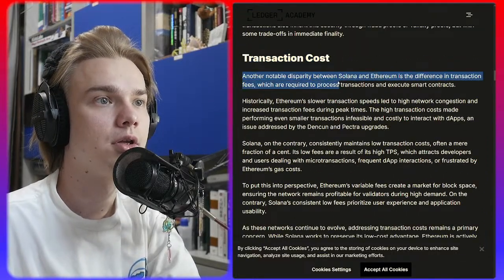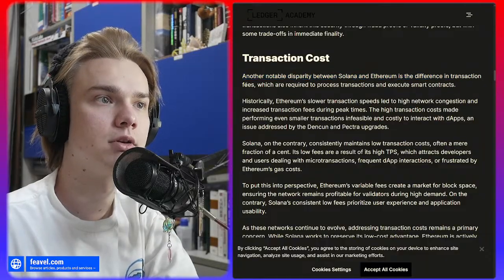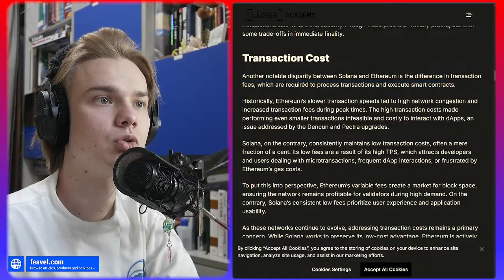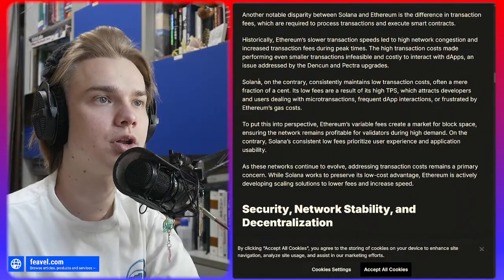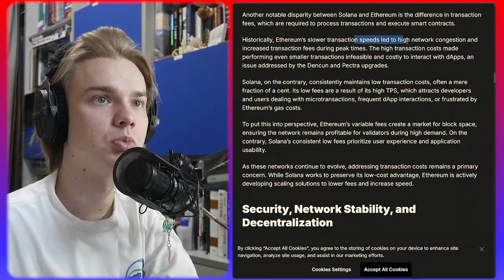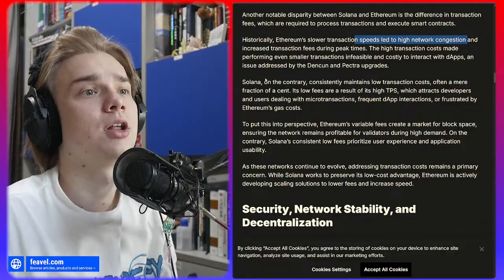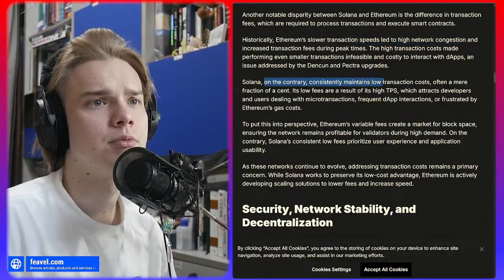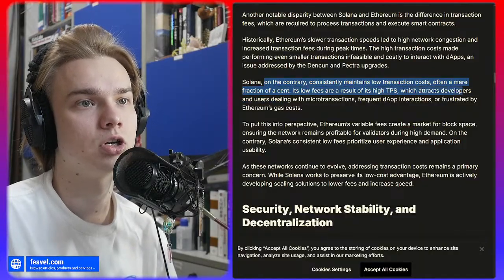Transaction costs. Another notable disparity between Solana and ETH is the different transaction fees, which are required to process transactions and execute smart contracts. Historically, Ethereum's slower transaction speeds led to higher network congestion and increased transaction fees. Solana, on the contrary, consistently maintains a low transaction cost, often a mere fraction of a cent, lower fees, TPS, etc.